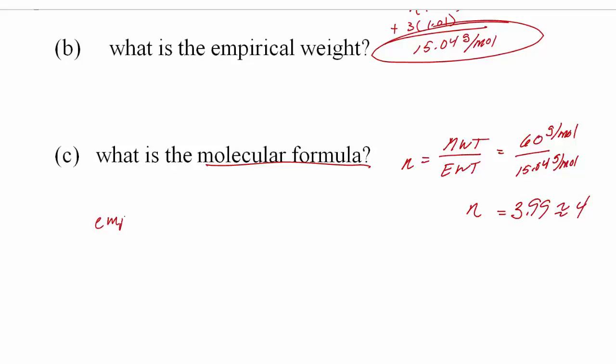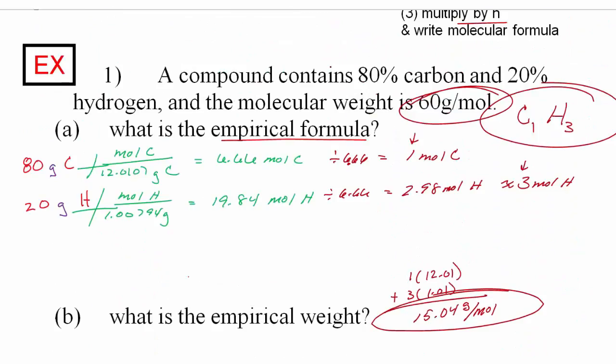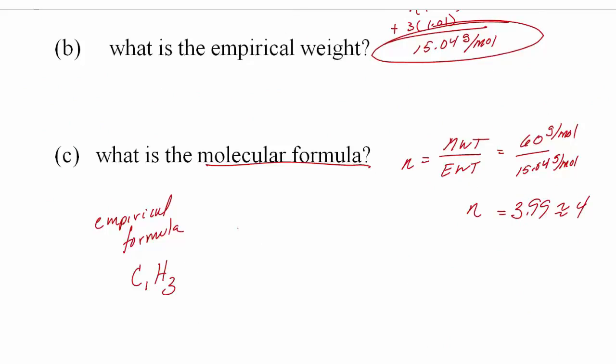My empirical formula was C1H3, right? To get the molecular formula, multiply by n. Then I get the true molecular formula. So let's multiply it by 4. What do I get?